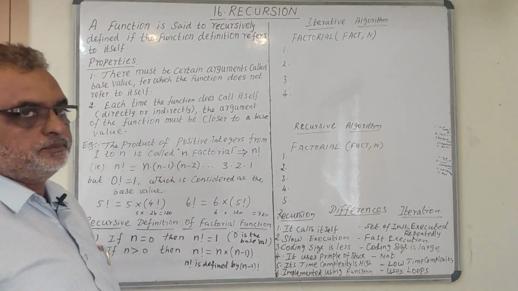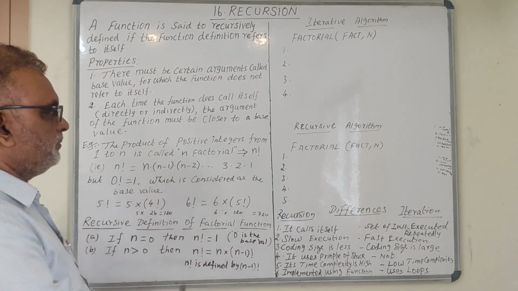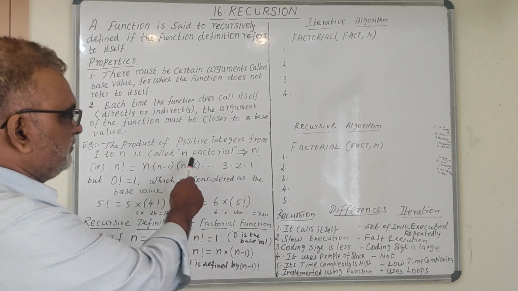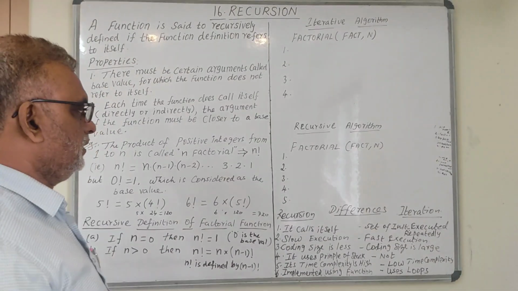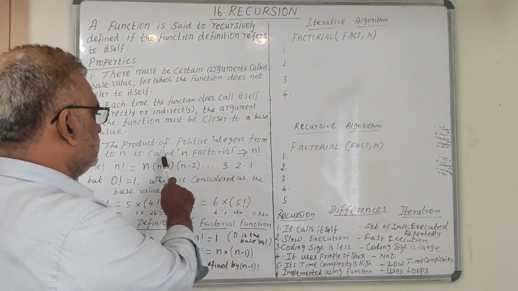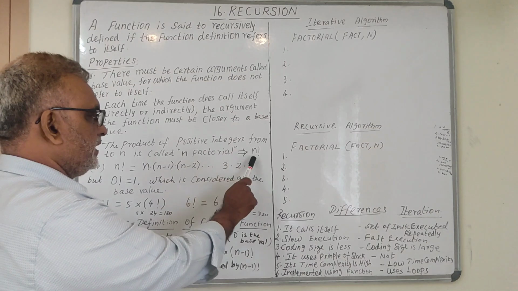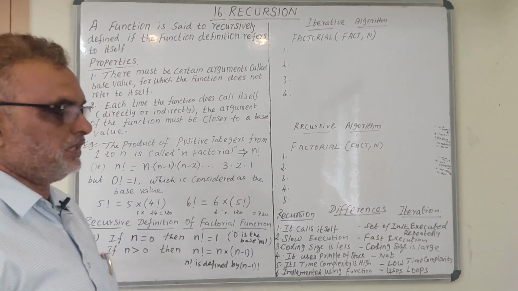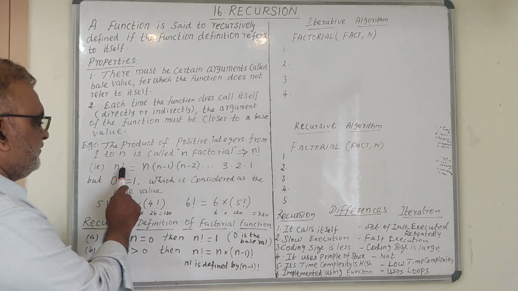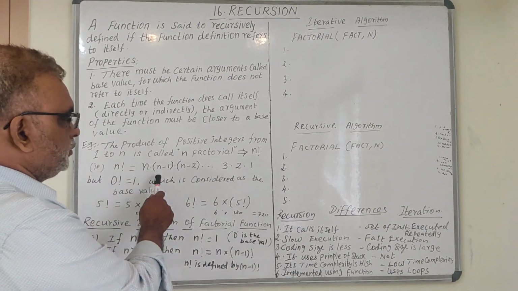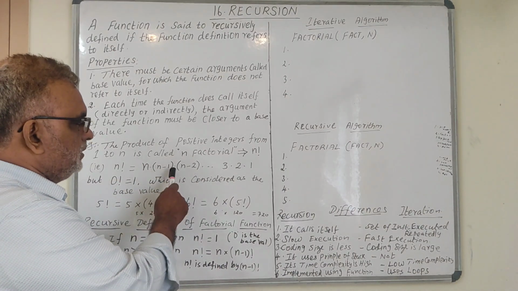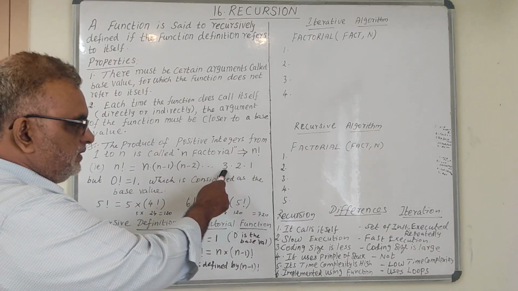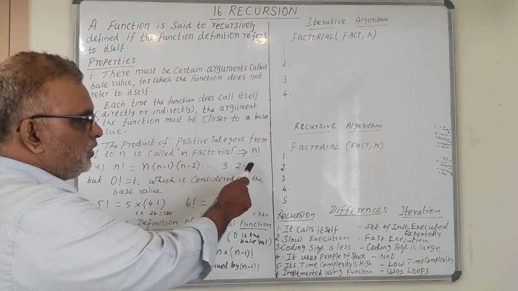For example, the product of positive integers from 1 to n is referred to as the factorial of a given number. If you are calculating n factorial, it is indicated by the symbol n and an exclamation symbol. So n factorial is equal to n into n minus 1 into n minus 2, n minus 3, etc., 3 into 2 into 1.